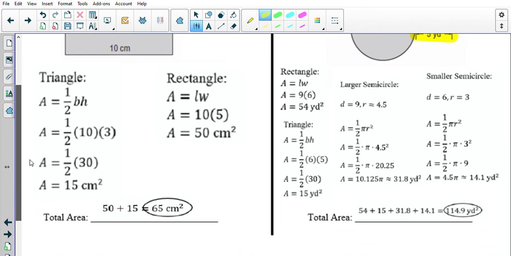Down below, we add all these together, the 54 to the 15 to the 31.8 to the 14.1. We should get about 114.9 yards squared.